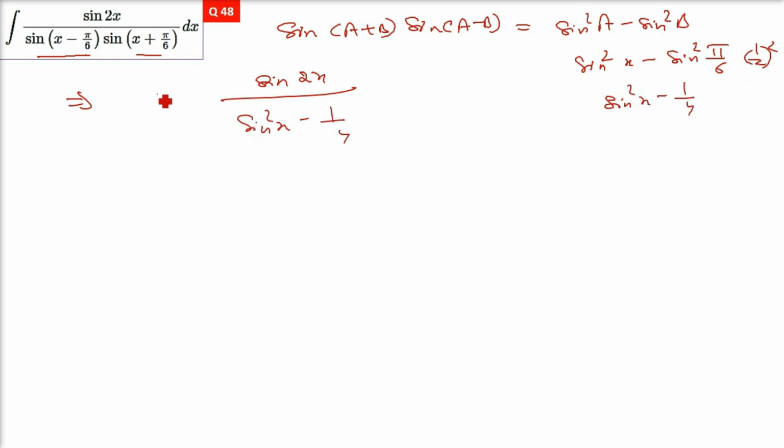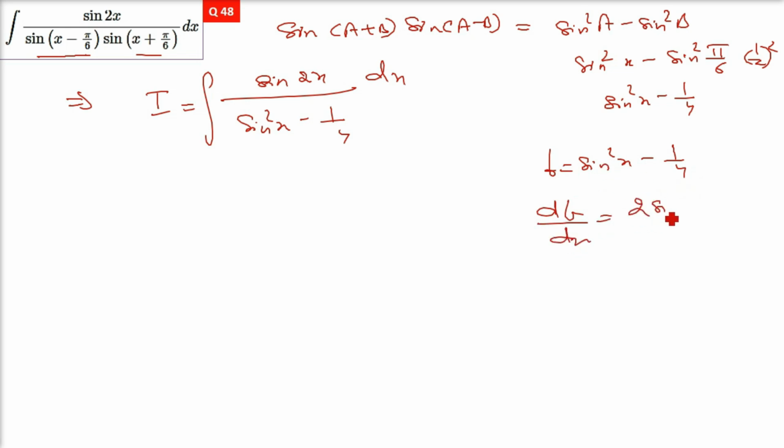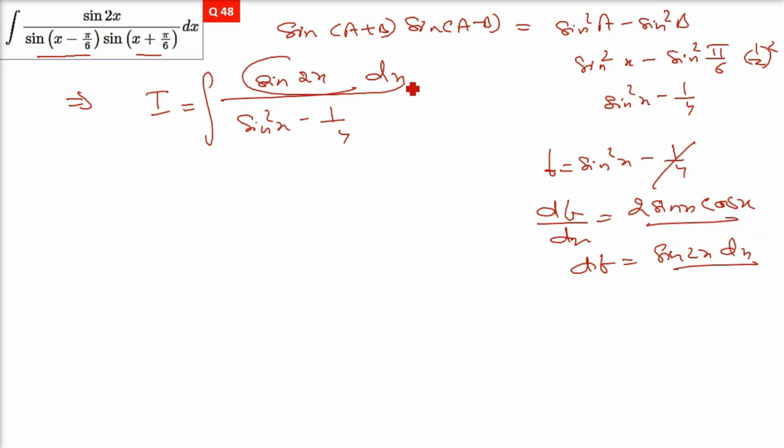Okay, now it has become so easy. The derivative of sin square x will directly give you sin 2x. That you already know. So that is what we are going to use. Sin square x minus 1 by 4, you can take all the denominator as t. dt by dx will give you 2 sin x cos x. This minus 1 by 4 will just get eliminated. dt will be equal to 2 sin x cos x, which is sin 2x, into dx. So the numerator is already there with us.